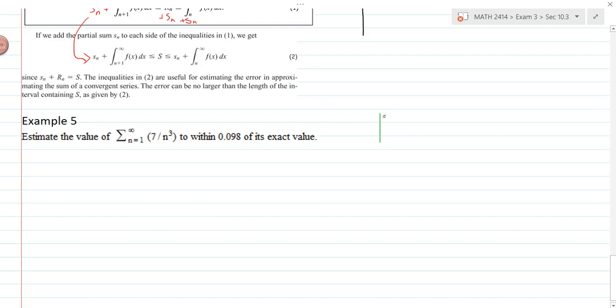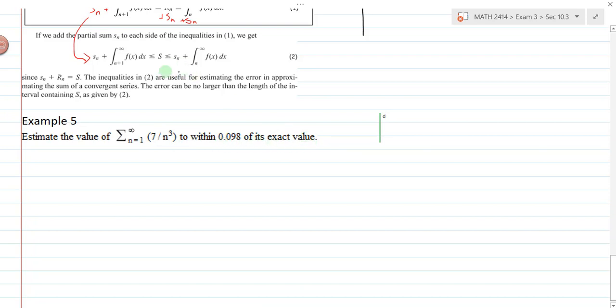So let's say you're working on a problem in the real world and you need that area to be within a certain tolerance. That would be what we consider our area. This example explains how we do that. It says estimate the value of the infinite series from 1 to infinity of 7 over n cubed to within 0.098 of its exact value.